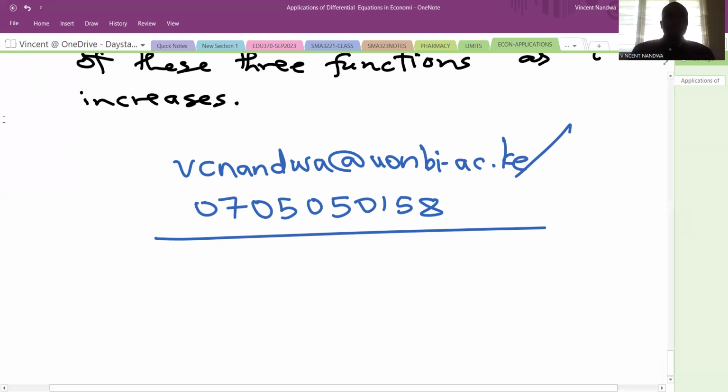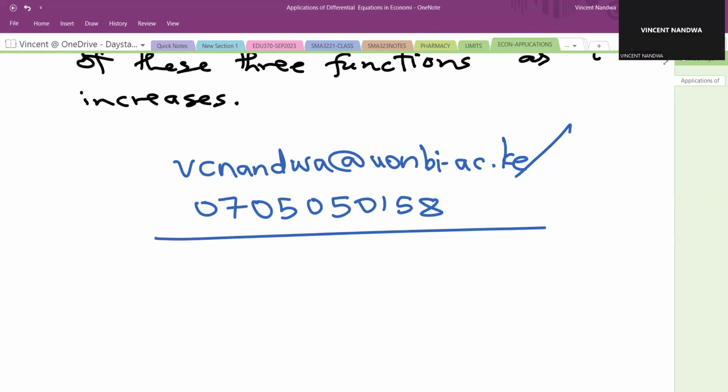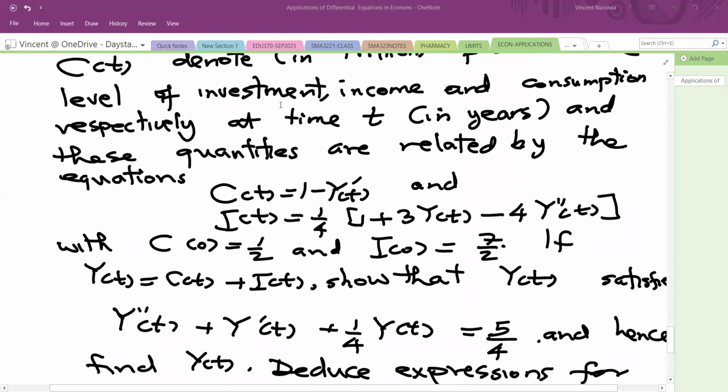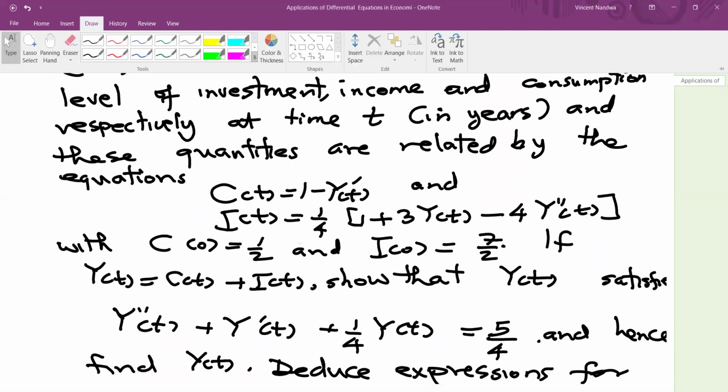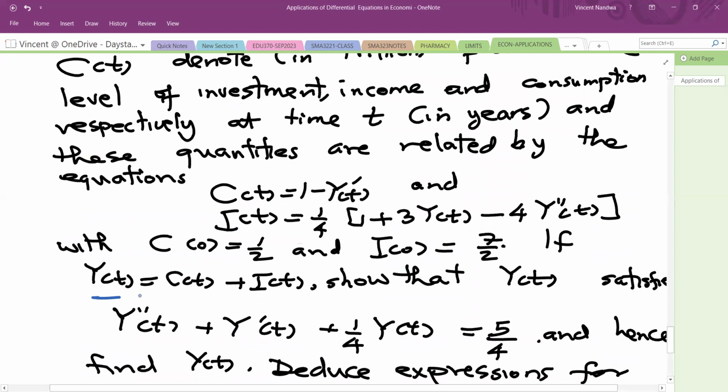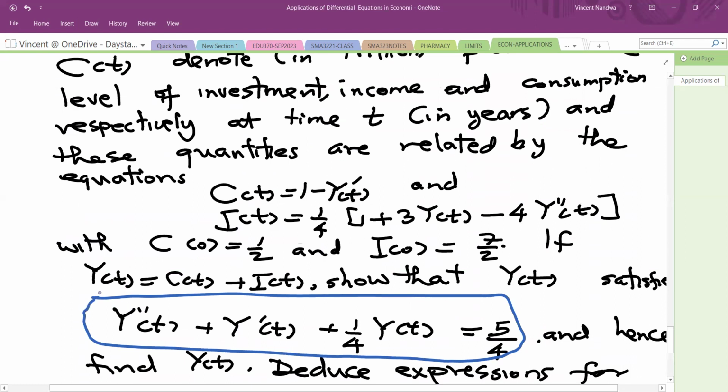So let's swing into action to solve the problem at hand. So the first part is very easy. It's just to show that when we put the given functions for C and I into the equation Y equals C plus I, then we get this given differential equation. So what we are going to do is to take the C function, add to I function, simplify and see how we can get this structure.